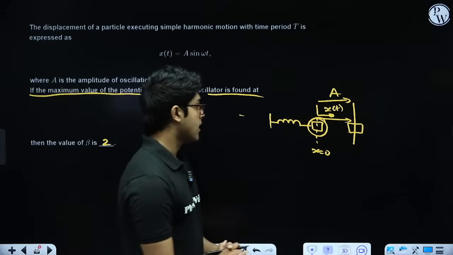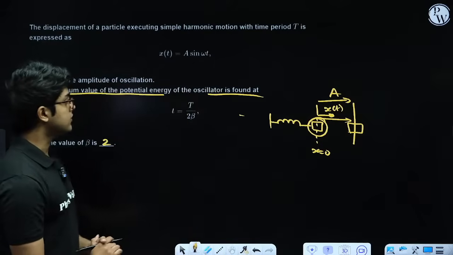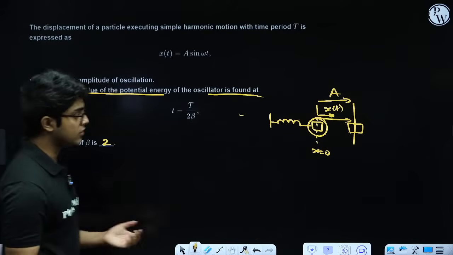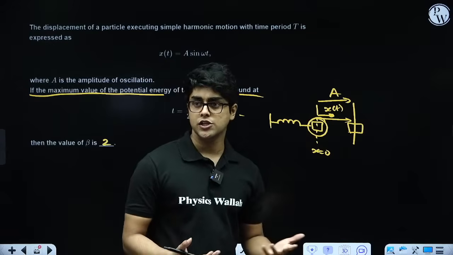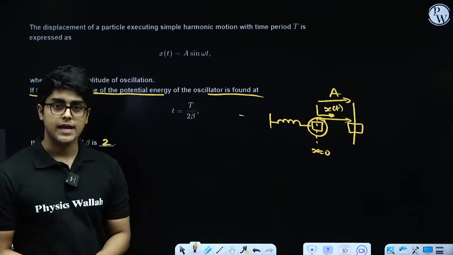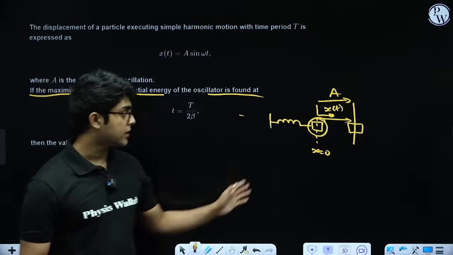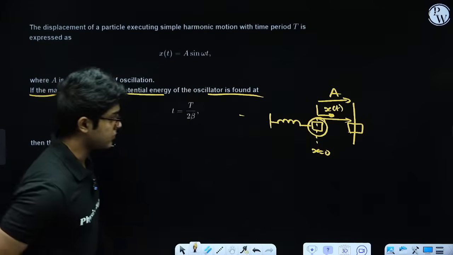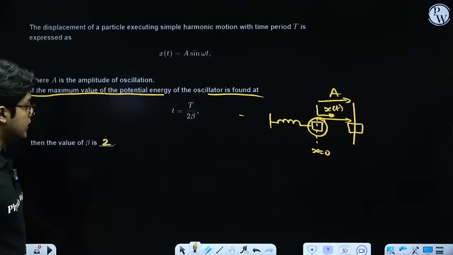All right, so yeah, that is basically it. For max potential energy, you can think of the potential energy of the spring. It is maximum when the compression or the elongation in the spring is maximum. Okay, so that is it.